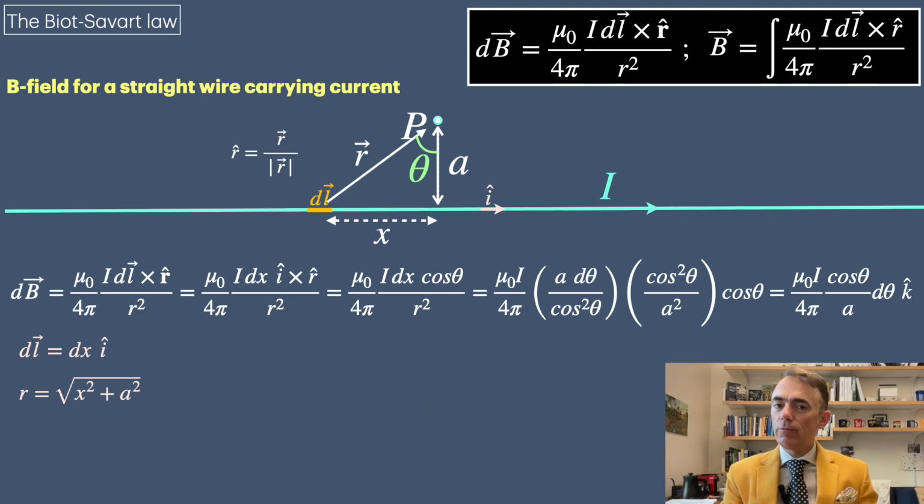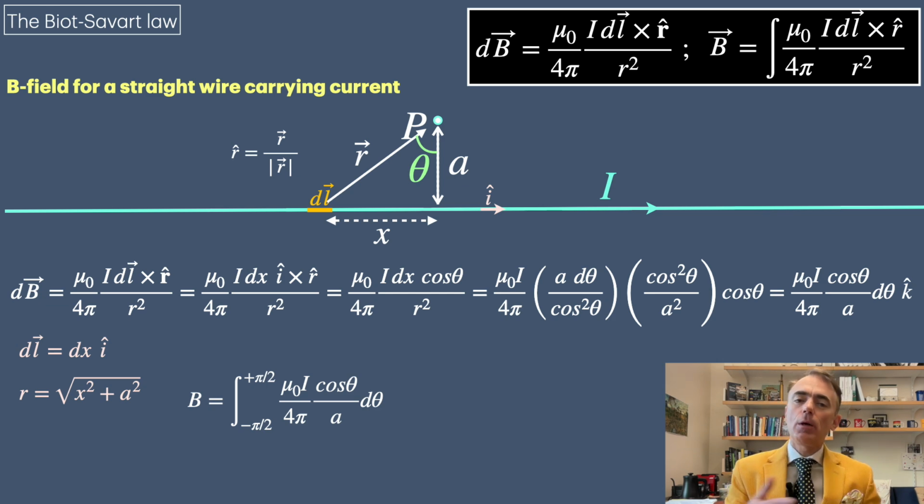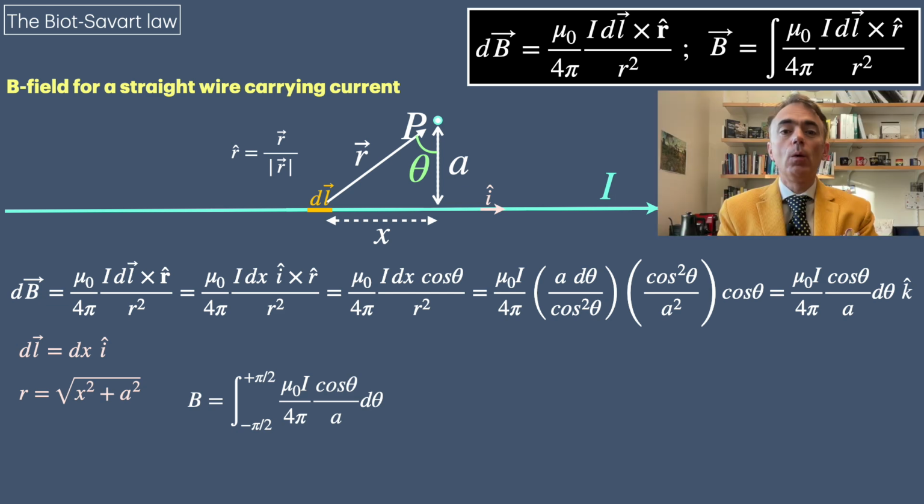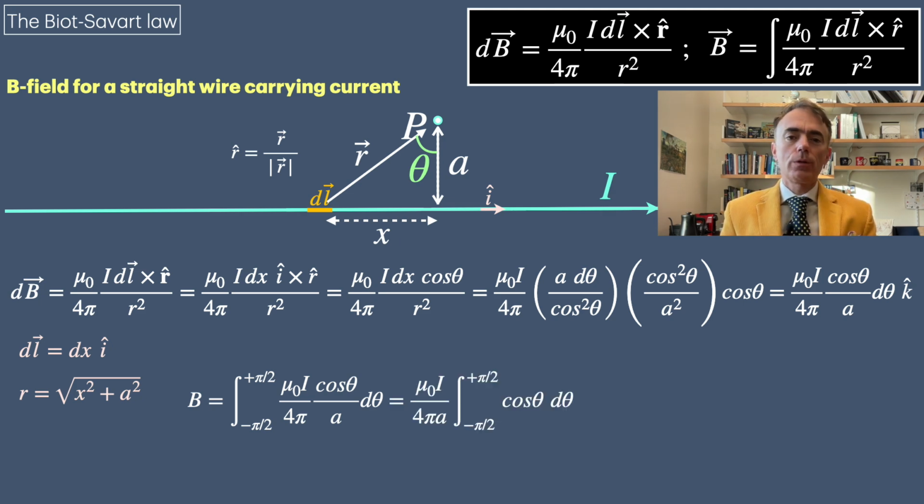Now, for the magnetic field, I only need to integrate this expression. I will calculate the magnitude of the magnetic field first. I have to integrate along the whole current along the wire, which in this case goes from negative infinity to positive infinity. This is the same as integrating theta from negative pi over 2 to positive pi over 2. We could have written this in terms of the angle phi and then integrated from 0 to pi, and we should get the same result, of course.